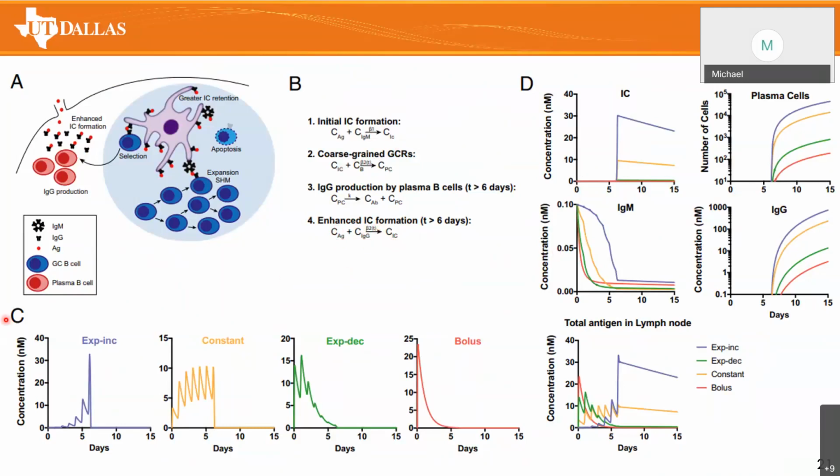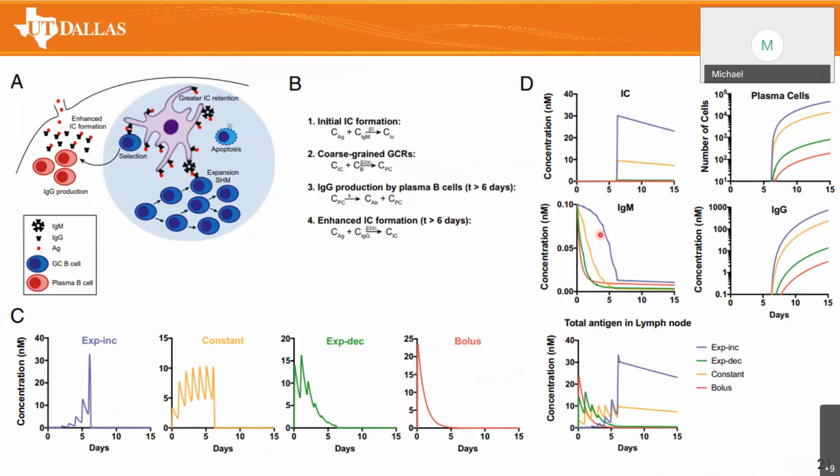And so for C, what they're looking at is the free antigen. When they inject this subcutaneously, computationally, they show that the free antigen disappears right away in all cases. But the immune complexes formed are higher for the exponential increase. And so the more immune complexes there are, the more activation of B cells will be obtained. They also showed that computationally more plasma cells are developed, and IgM and IgG are produced at higher amounts for the exponential increase injections.